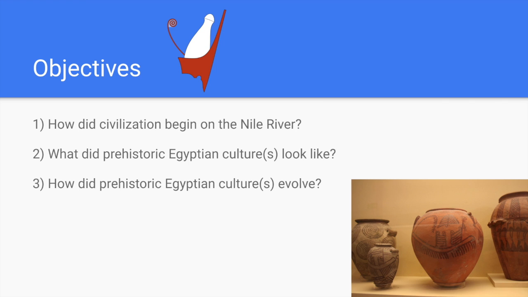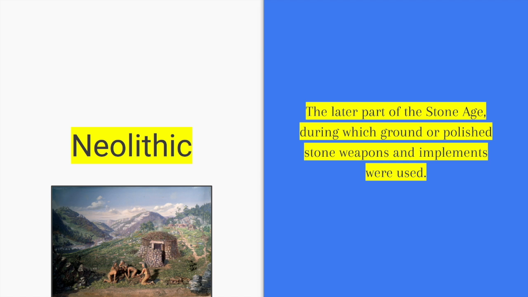The third objective is, how did prehistoric Egyptian culture evolve? So obviously we have such a long time range that the Egyptian culture did change throughout these years, and we're going to see how it changed. So to begin, I want to present some vocabulary that I'm going to be using in this video.